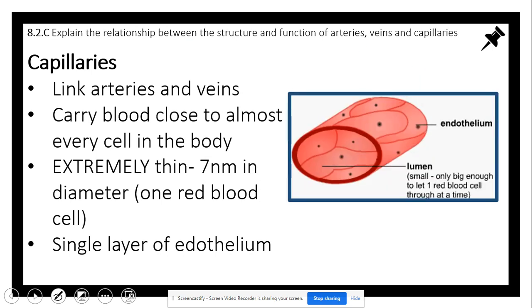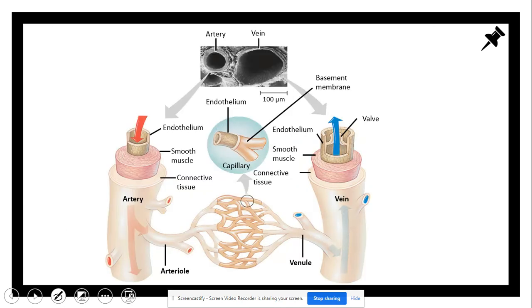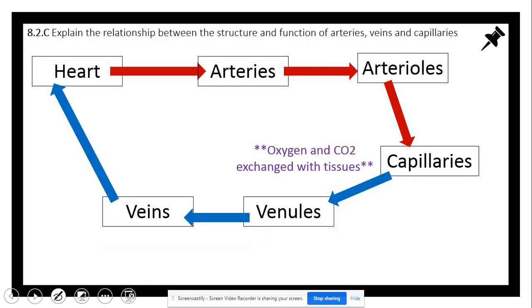So capillaries are between the two. Their job is to carry blood as close as possible to every single cell in your body. They're extremely thin, about 7 micrometers in diameter, which is only one red blood cell. So at some point, you have red blood cells flowing single file through your capillaries. And they just have one single layer of endothelium because, again, you want to minimize the distance for diffusion. It's a pretty nice diagram.